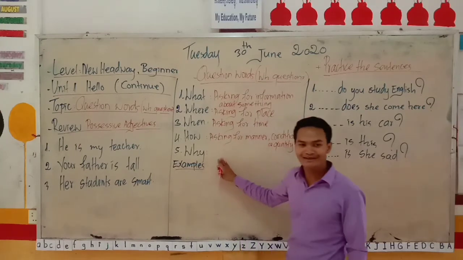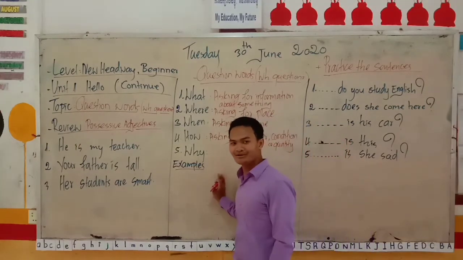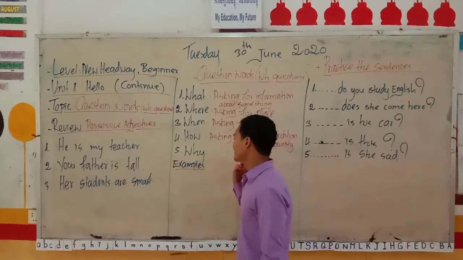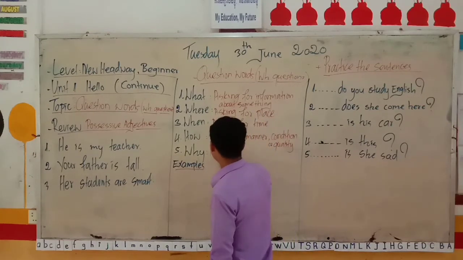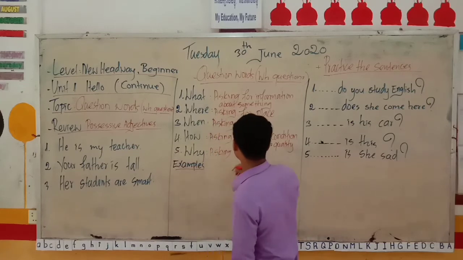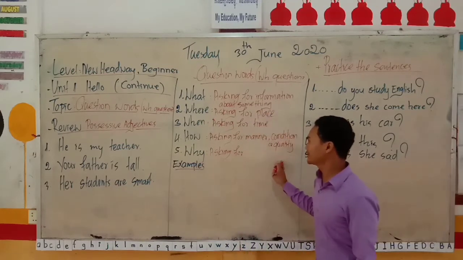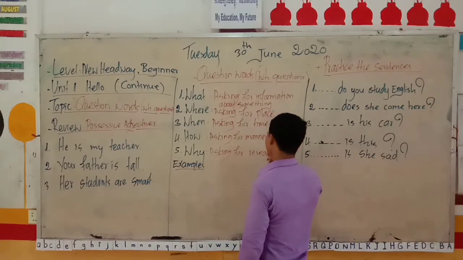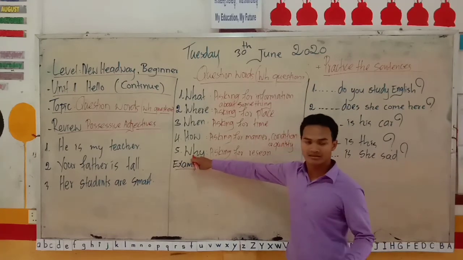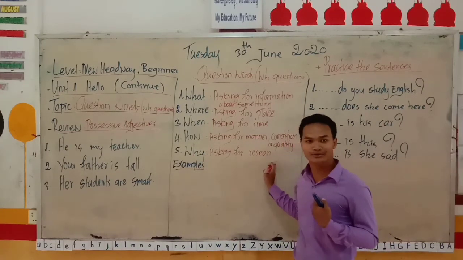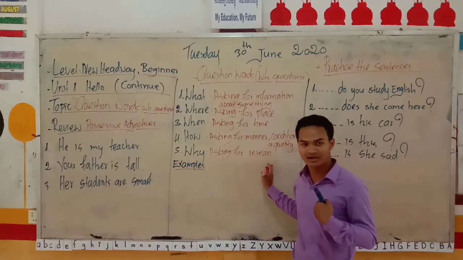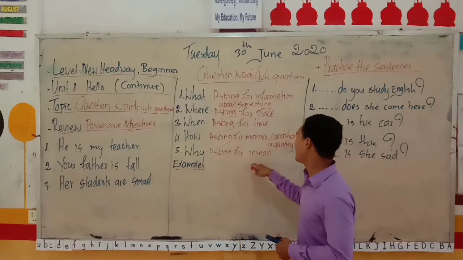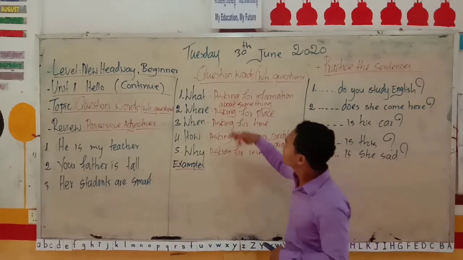Okay, last number: Why. Why do you come here? Why do you love me? Why do you tell me? Why do you go there? Like that. Why is asking for reason. Why do you go here? Why do you come here? Why do you marry her? Like that. Why is asking for reason.